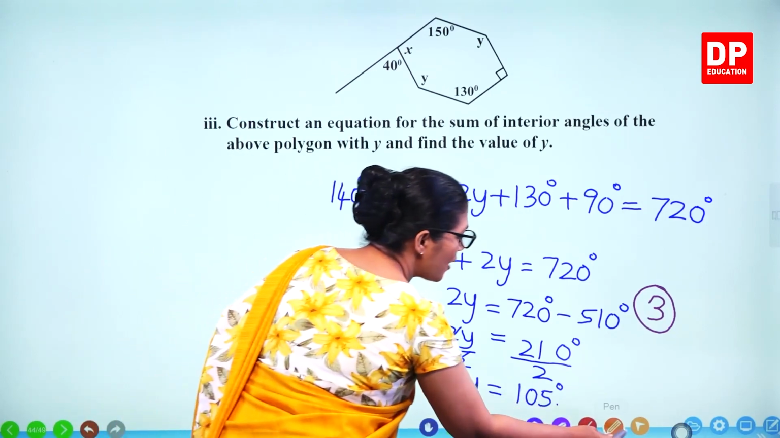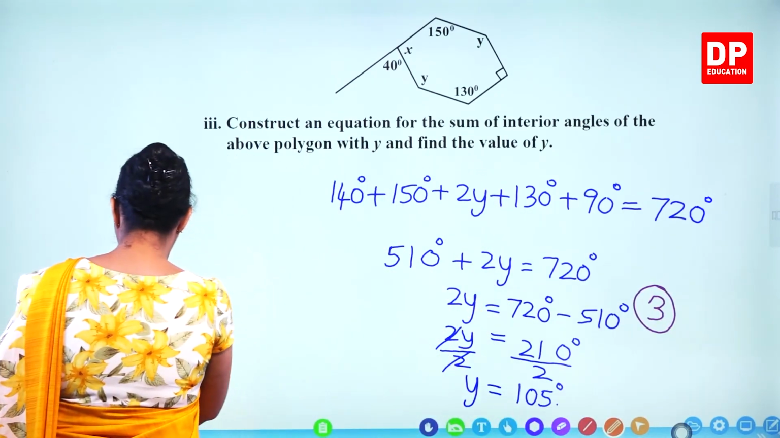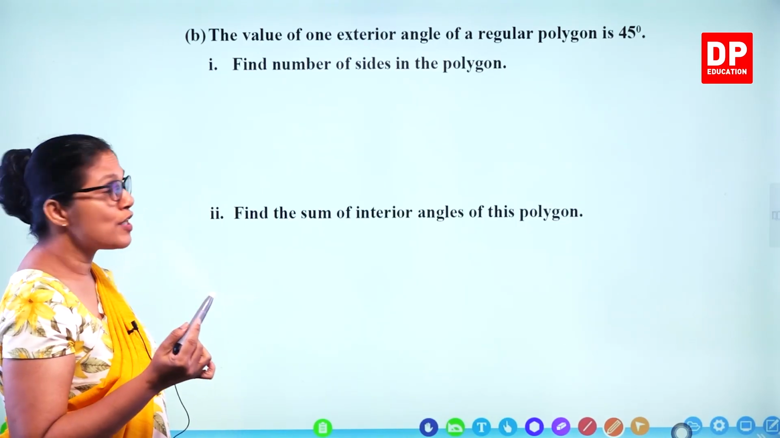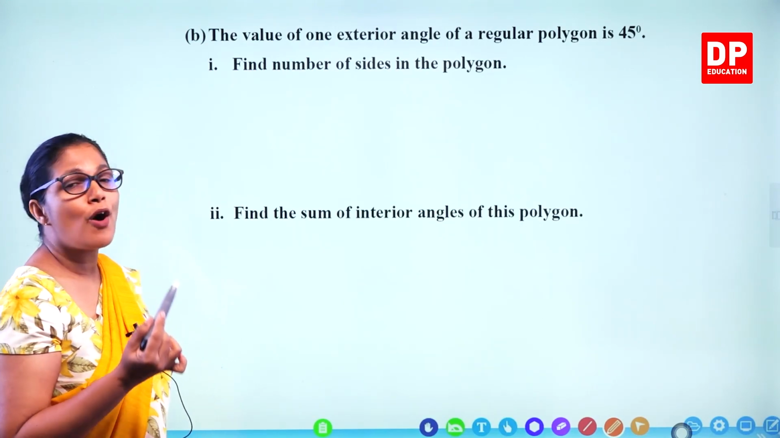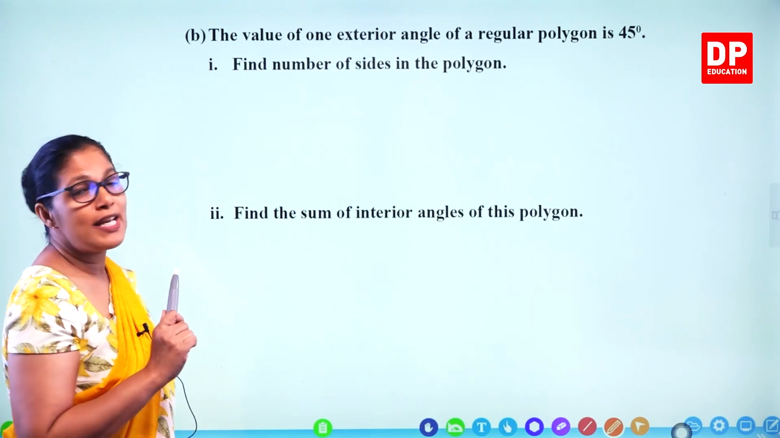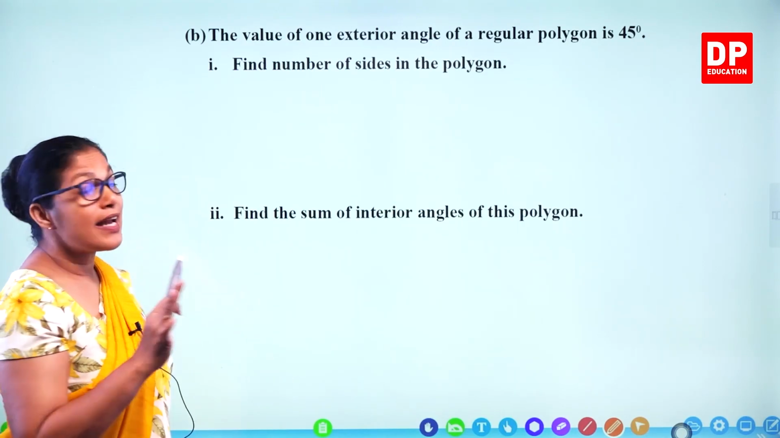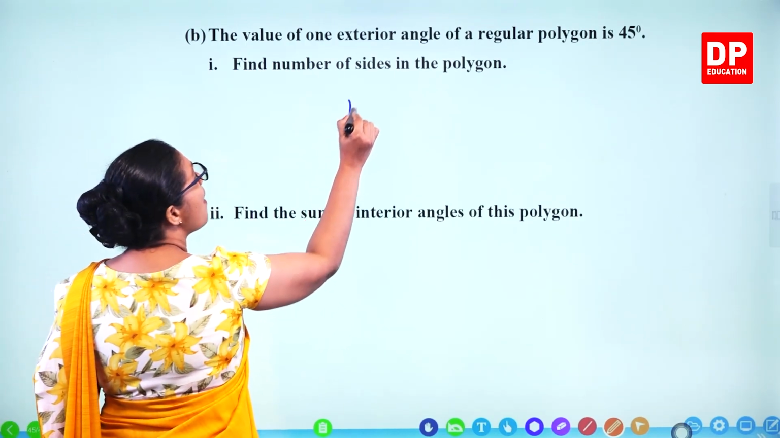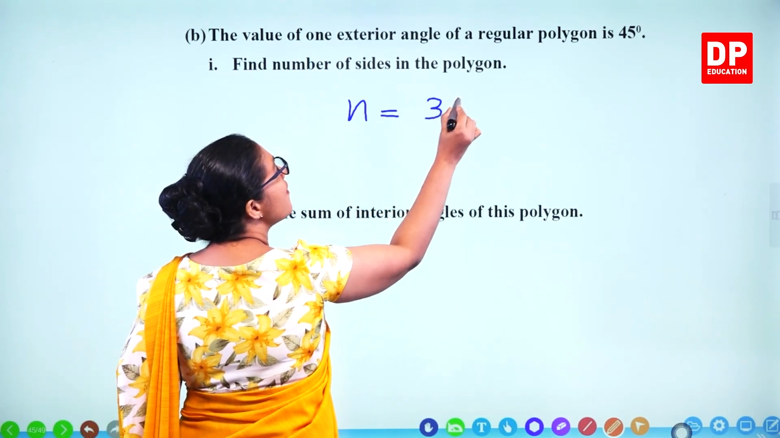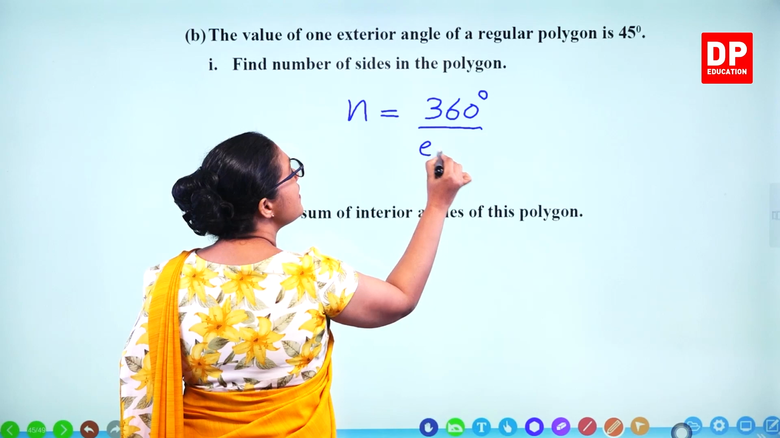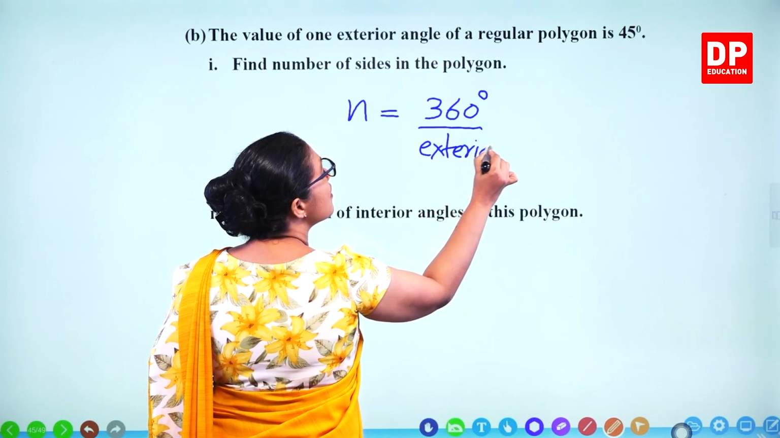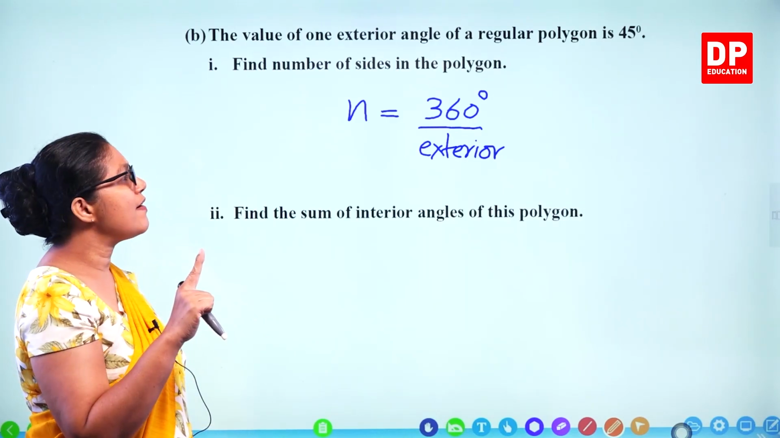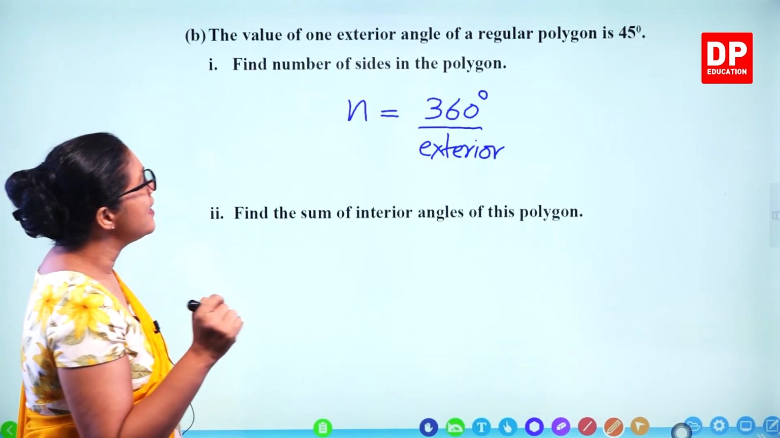So let's do the last part of this question. Part B, the value of one exterior angle of a regular polygon is 45 degrees. Find the number of sides in the polygon. So this is a regular polygon. That means all exterior angles are equal. So what is the equation to find the number of sides? We can say number of sides is equal to 360 divided by one exterior angle. Why do we take 360? Because for any polygon, the sum of exterior angles adds up to 360.